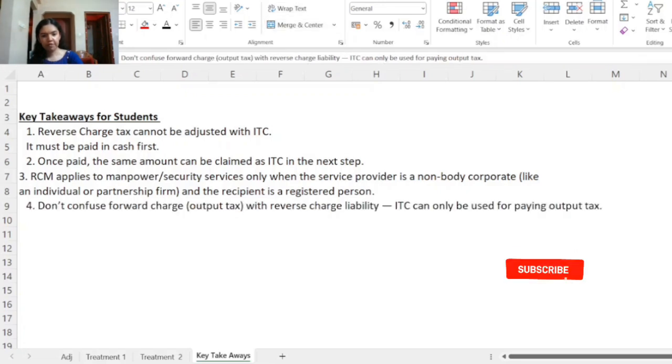So guys, this was a very commonly tested and conceptually rich topic, manpower security services under GST. Remember, clarity about who is providing to whom and in what capacity is the key to identify whether RCM applies or not. If you understood this topic, you have nailed one of the most frequently tested adjustments in GST computation.